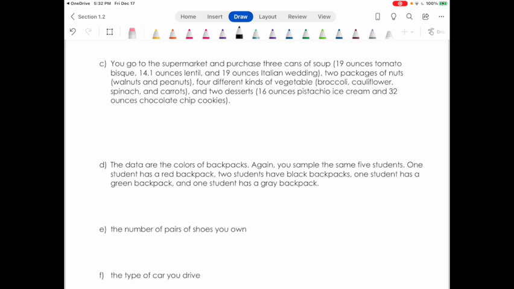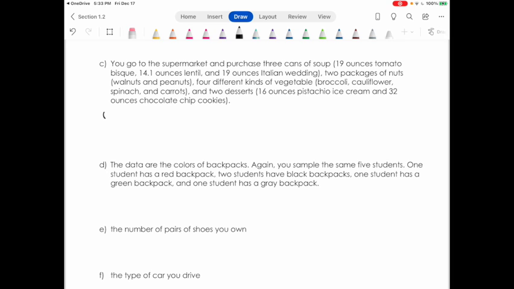Okay, the next example, part C. You go to the supermarket and purchase 3 cans of soup, 19 ounces of tomato bisque, 14.1 ounces of lentil soup, and 19 ounces of Italian wedding soup. Then you also get 2 packages of nuts, 4 different kinds of vegetables, and 2 desserts. Now, it doesn't tell me what we are collecting. It says that we went to the supermarket and here are all these things that we picked up, but it doesn't say what we are collecting, what data.